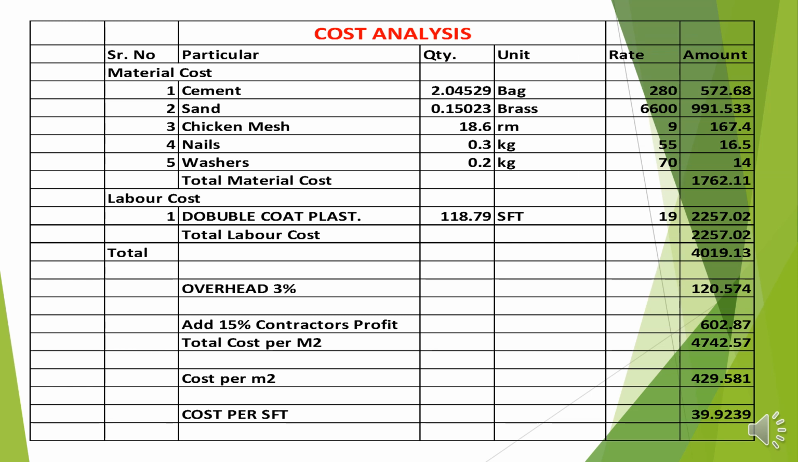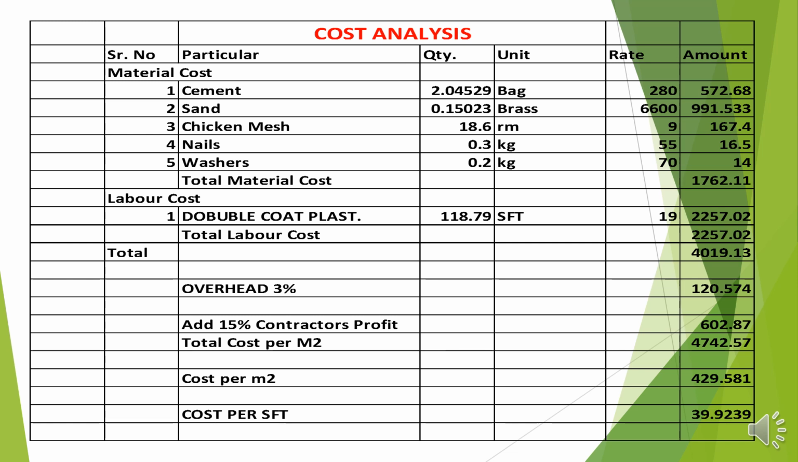Now I am talking about a cost analysis for the same. Cement 2.024 bags at the rate of 280 will be 577. Sand 0.150 brass at the rate of 6600 will make 991. Chicken mesh 18.6 running meter at the rate of 9 rupees will make 167.4.